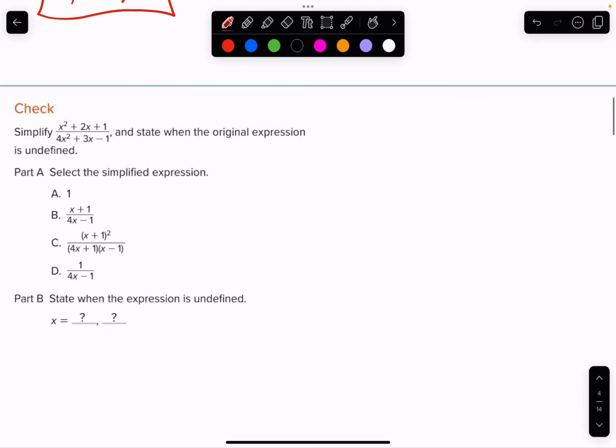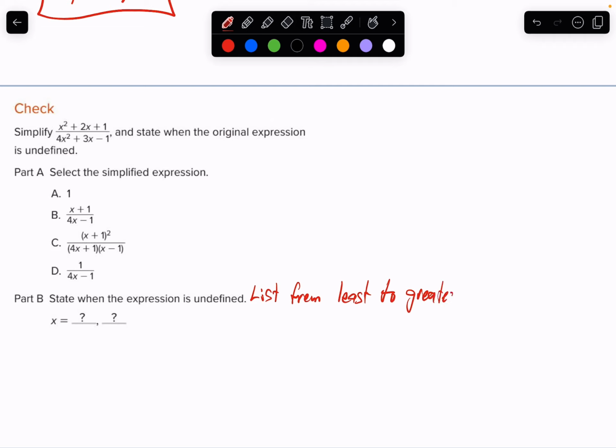Okay, we have a check problem here. Part A, it's actually multiple choice, but to know, you'd have to do the work. So go ahead and give it a pause, and then try this problem out. Figure out if it's A, B, C, or D, and state the domain. Be careful about that, especially when you get to the online book assignments. We're going to say list from least to greatest. Pay attention to how they tell you to list them, because it will be wrong if you put them in the wrong order. Okay, so give it a pause and give it a try.